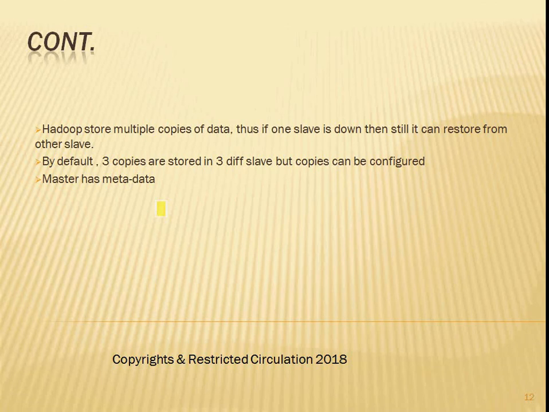Okay, so now we know that multiple duplication of a block is the replication factor, and by default 3 copies are created. We have already seen that 3 copies of b1 were created. And the last point is that the master has the metadata. Okay, so let's proceed ahead.